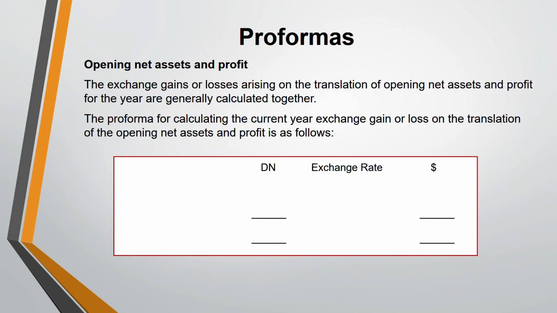So first you start with opening net asset in the subsidiary's currency, and you are translating it using what rate? Opening rate. That also you have to write under exchange rate. You don't have to write "opening rate", but you have to write the rate you have taken. They will give you the figure. That figure you have to put. Let's say the figure is 2. 2 DN is equal to $1. So 2 is the rate.